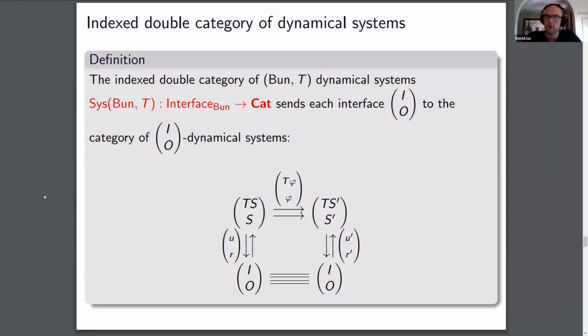We just consider the T as a double functor from a horizontally considered state space category into the double category of interfaces, and then we apply a sort of slice construction. So it's all very formal.